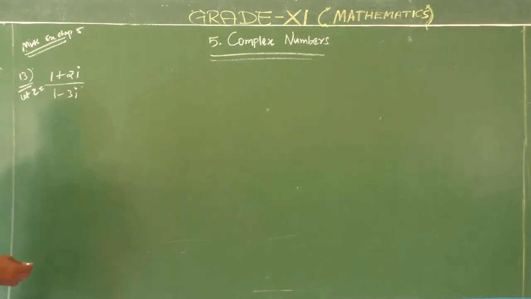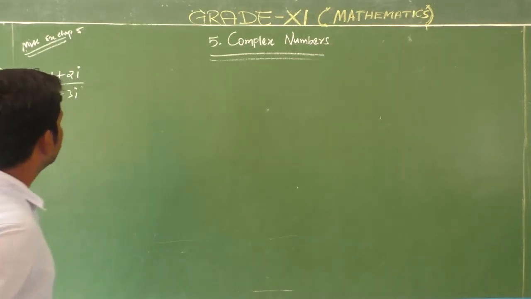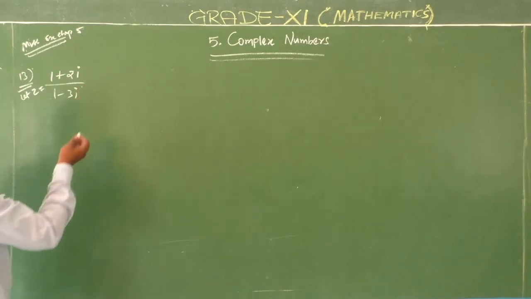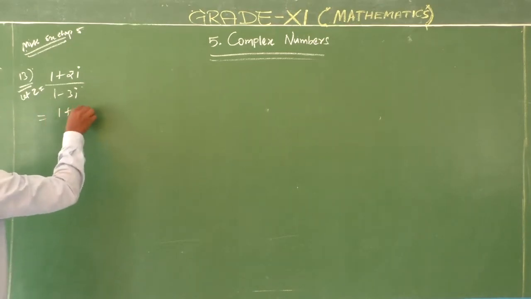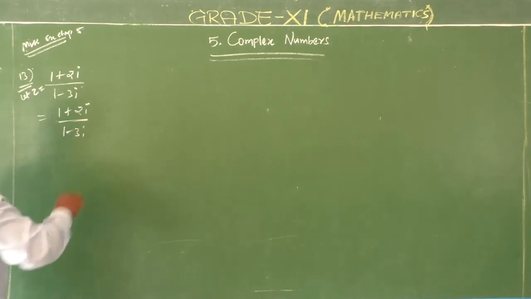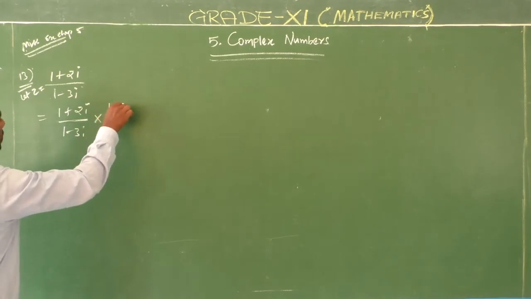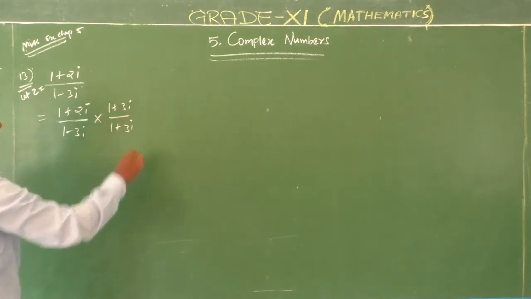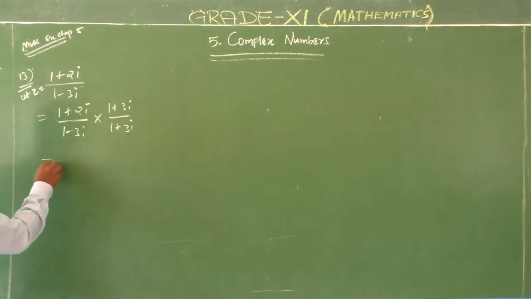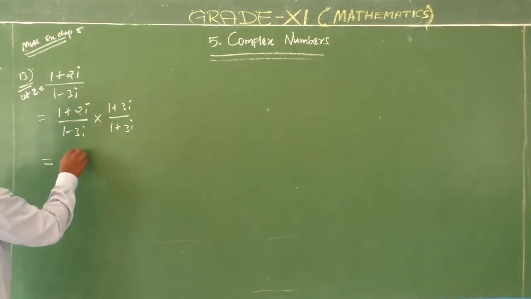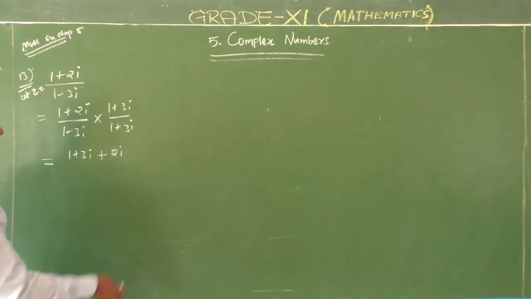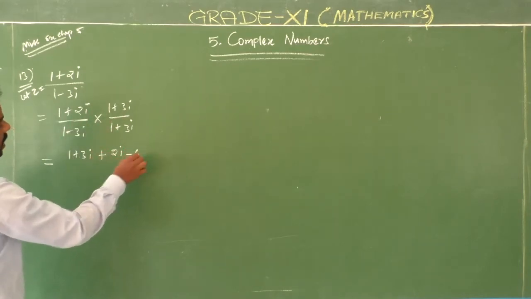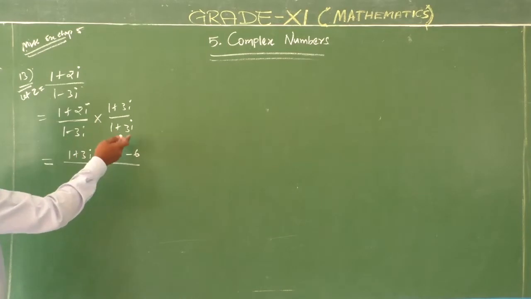First of all, the given complex number is a rational fraction, so this complex number is converted into standard form, that is a plus ib form. So (1 plus 2i) divided by (1 minus 3i) into (1 plus 3i) by (1 plus 3i). Simplify that. (1 plus 2i) into (1 plus 3i) is 1 plus 3i plus 2i into 1 is 2i, plus 2i into 3i is 6i square, that is minus 6, divided by (1 minus 3i) into (1 plus 3i).